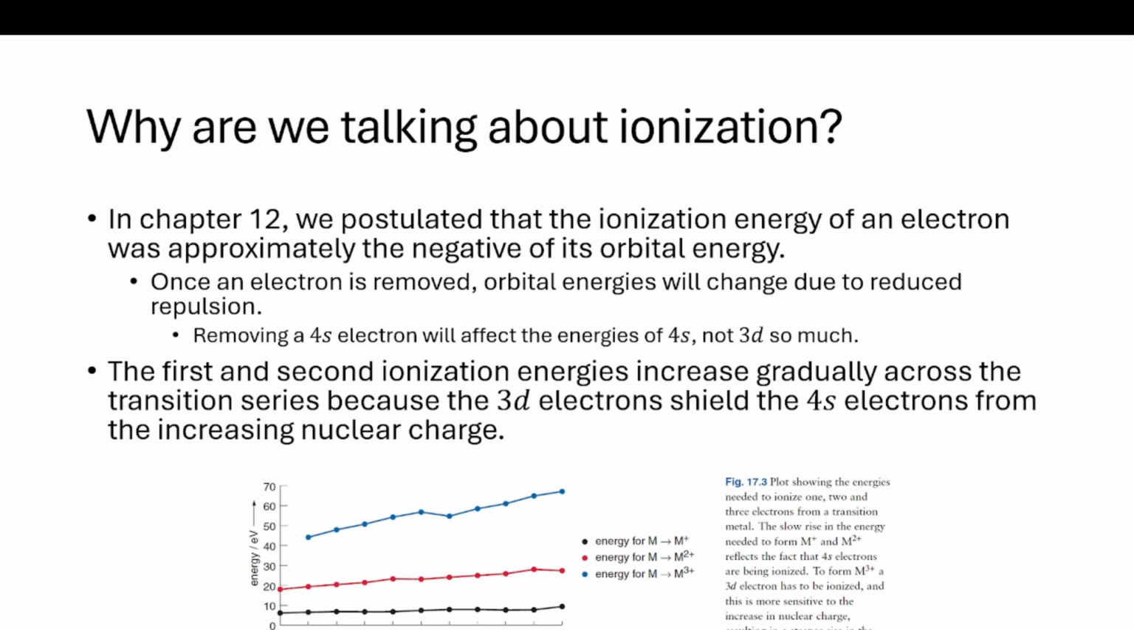However, here's the thing. Once an electron is removed, those orbital energies will change due to reduced repulsion once we remove those electrons. And because of shielding from the 3D electrons, those 4s electrons are going to have this effect where they are going to make the first and second ionization energies increase gradually from the transition series, as you can see in the graph on the bottom.